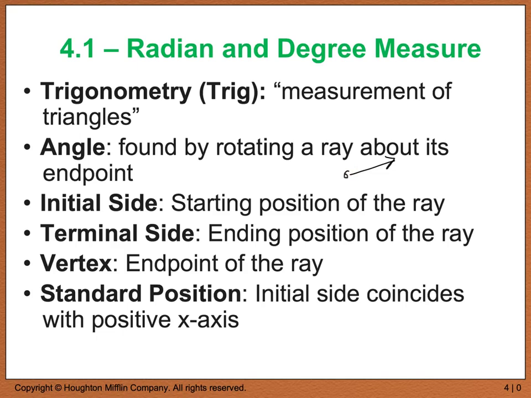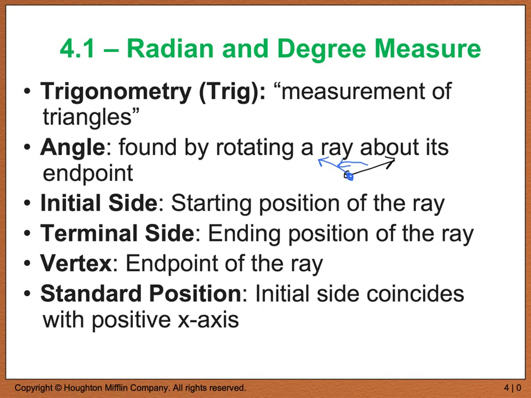We have the initial side of an angle, and the initial side is just your starting position of the ray. So I might have a ray that starts here, and we're going to have a terminal side, and the terminal side would be like this blue line here. And that's because my ray rotated from here, the initial side, over to here on the terminal side. The vertex of a ray is the endpoint, which would be this point right there.